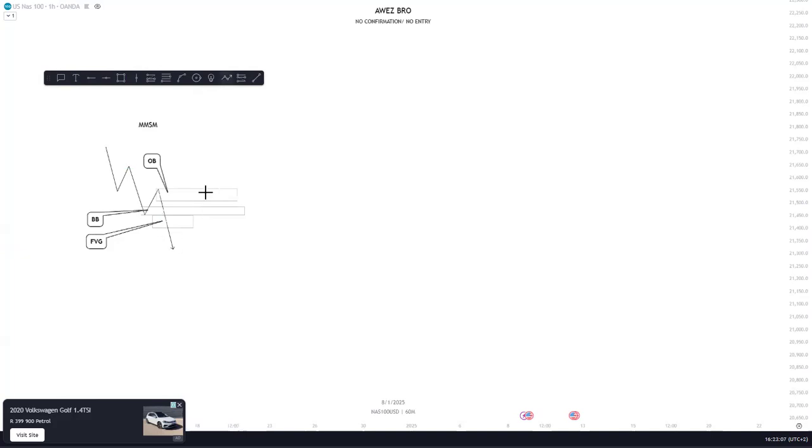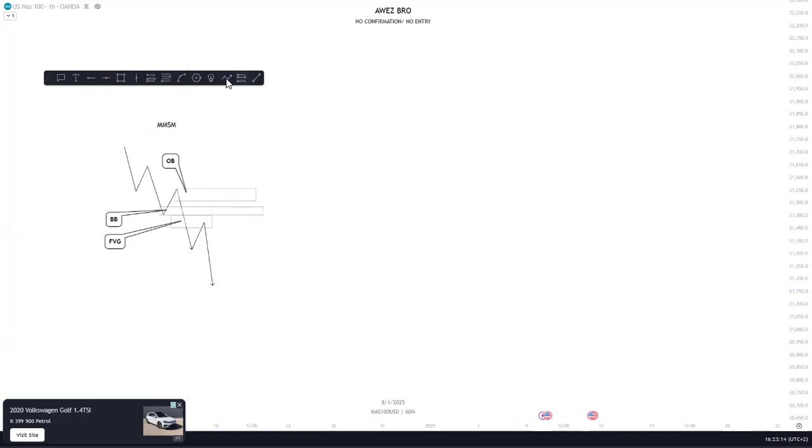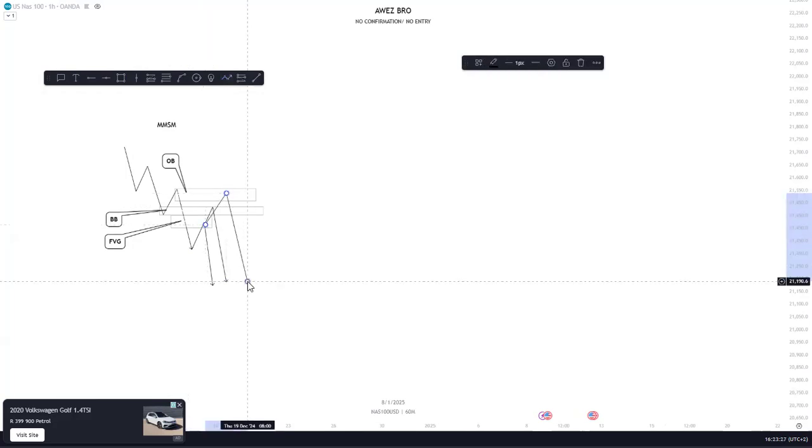So when it's like this, expect the market to tap inside the fair value gap and continue its original direction, or the market to tap inside your breaker block, then move in its original direction, or the market to tap in your order block, then move in its original direction. As simple as this.